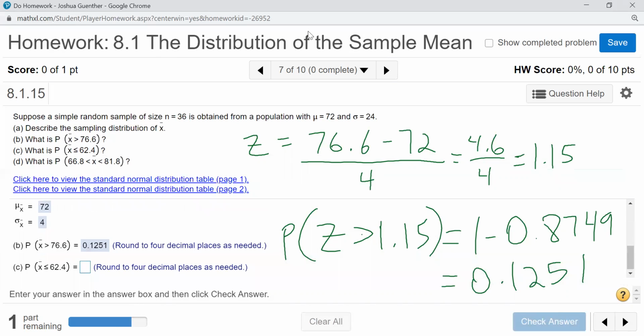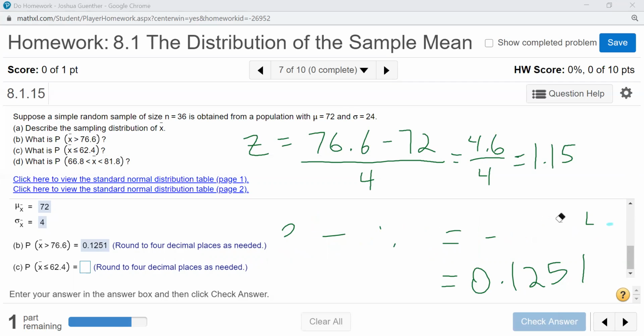Okay, this next one, probability that x bar will be less than or equal to 62.4. Remember, when you're dealing with the normal distribution, less than or equal to, we're just going to pretend like it's the same as less than. In fact, it is exactly the same. We're not even pretending. But we just won't go into the theory about why.